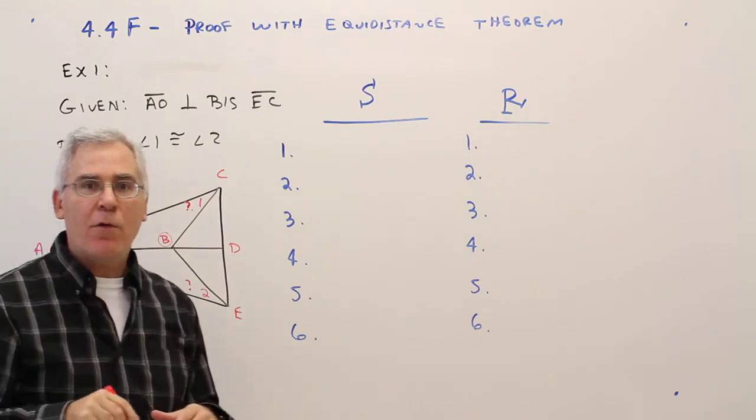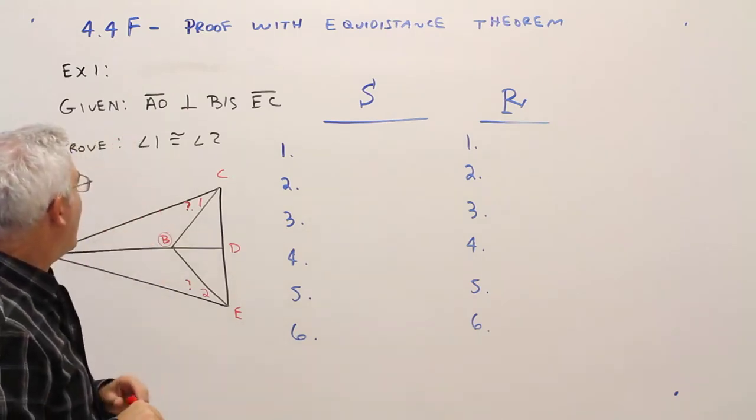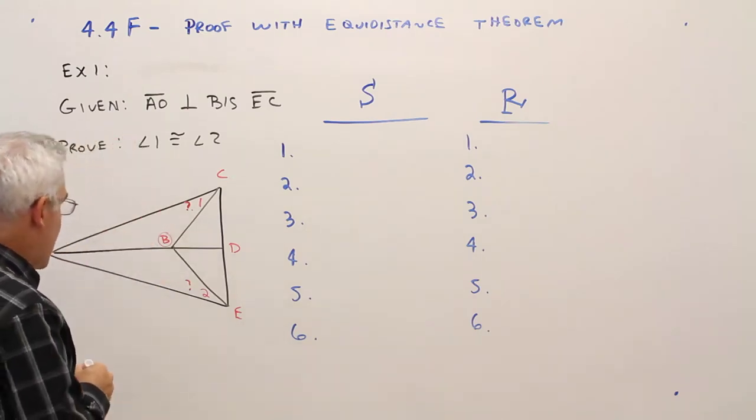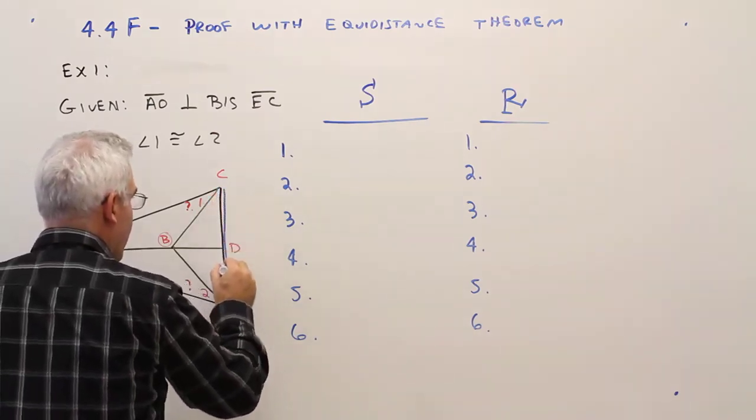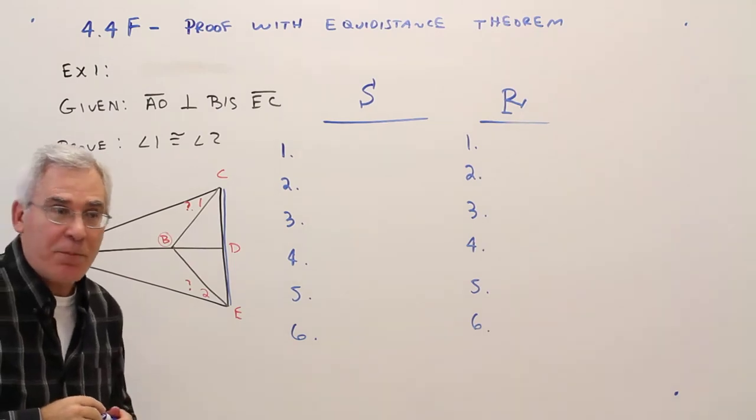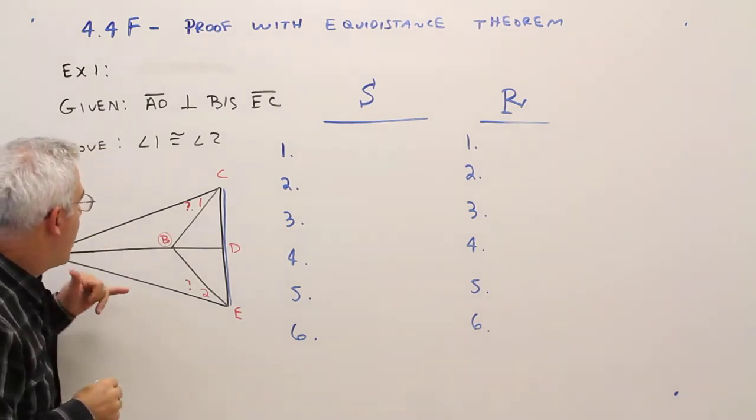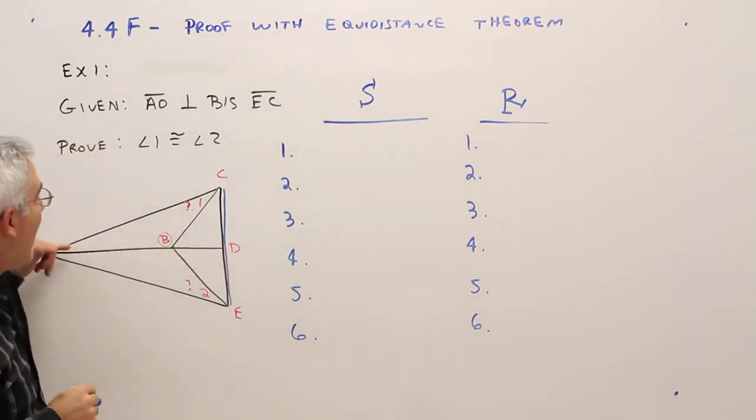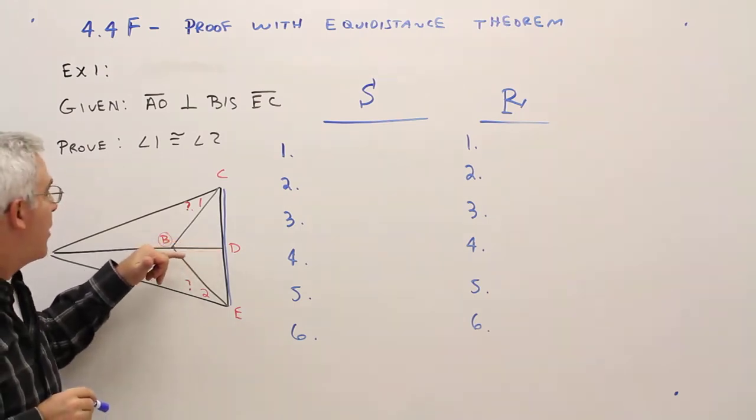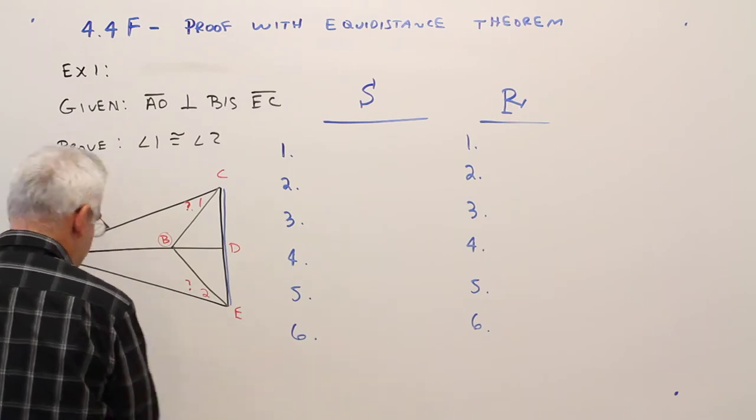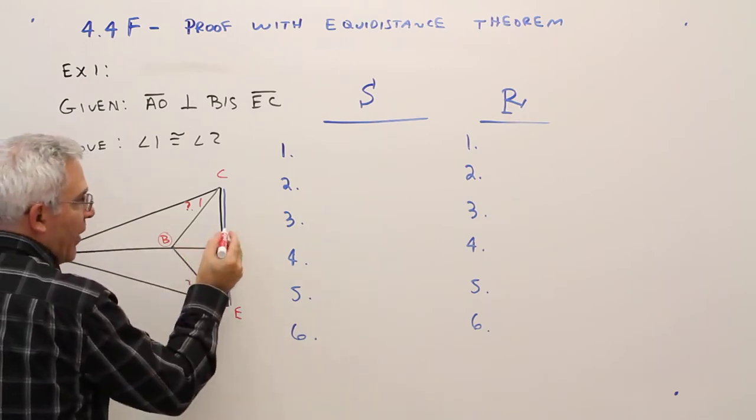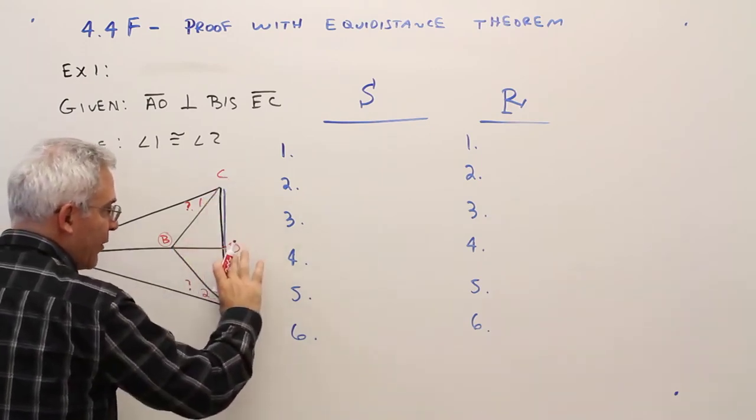Alright, so they said AD is the perpendicular bisector of EC. So EC is a thing being chopped in half. Oh, that means all the points on the perpendicular bisector are of equal distance to the endpoints. So I will be able to mark up as follows. I could say, this is equal distance.